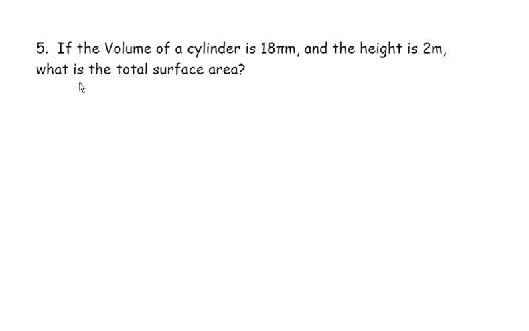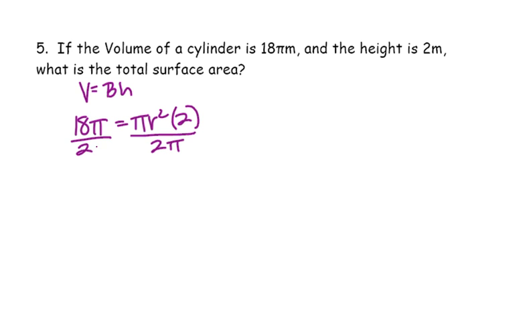So my formula for volume is big B H. In this case, that is pi r squared h. So I've got 18 pi for my volume equals pi r squared times my height, which is 2. All right, I divide both sides by 2 pi, and I find out that r squared equals 9, which means that r equals 3.